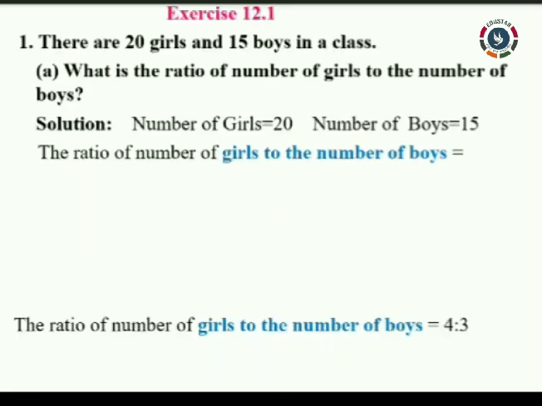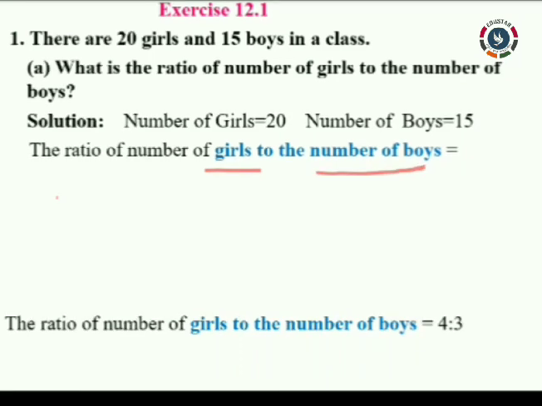Now let me discuss some word problems. In exercise 12.1, first sum, there are 20 girls and 15 boys in a class. You have to find the ratio of the number of girls to the number of boys. First, you have to write the given data. Number of girls is 20 and number of boys is 15. Now we are going to write the number of girls to the number of boys. So first, number of girls is 20. Then number of boys is 15.